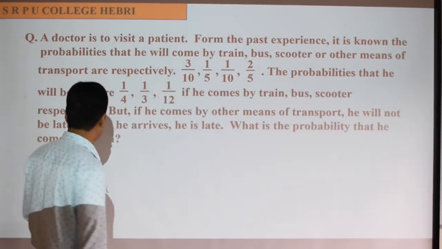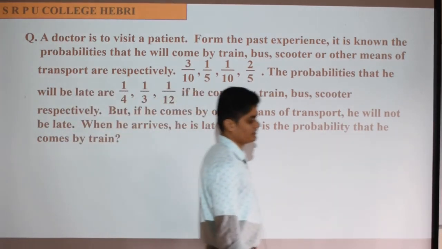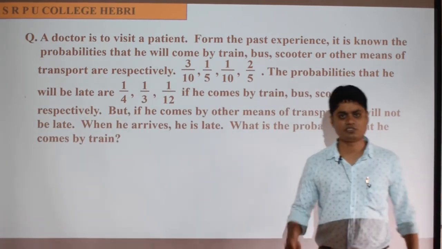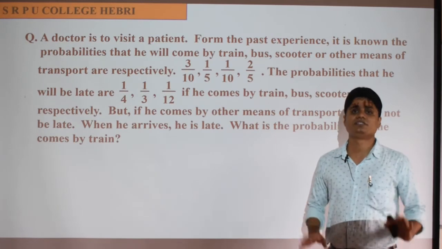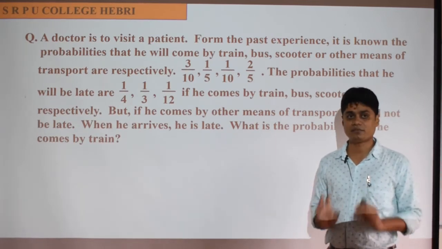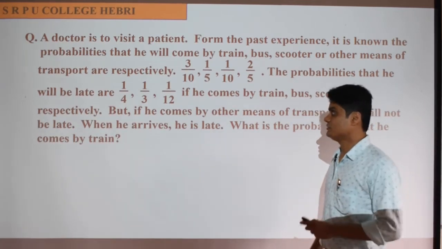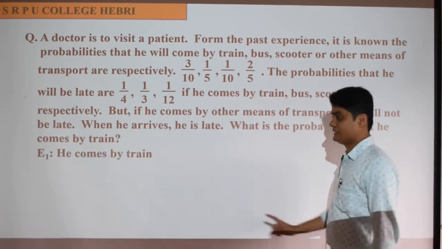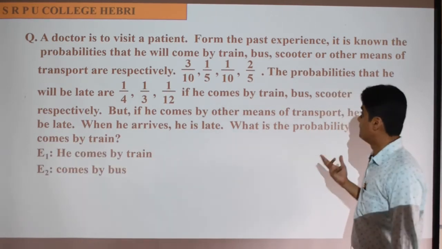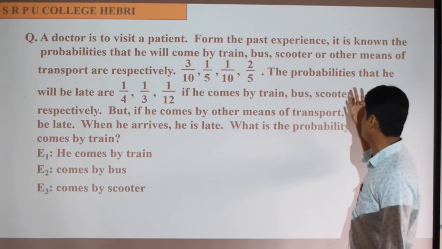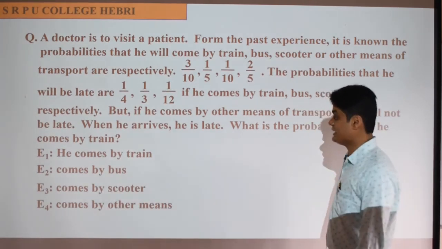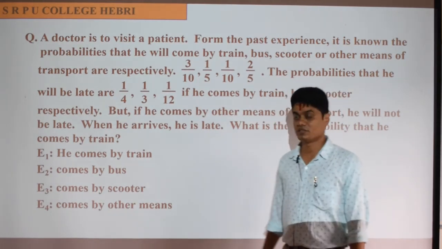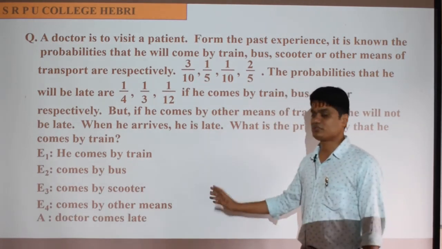What is the probability that he comes by train? This is also one direct question. All numbers are visible, so it's very easy to complete. Only you have to write them in the proper position. So the event: he will come by train, event: he will come by bus, next, he will come by scooter, and other means of transportation. The 4 events are there. What is A? He will be late. The event A is that the doctor comes late.